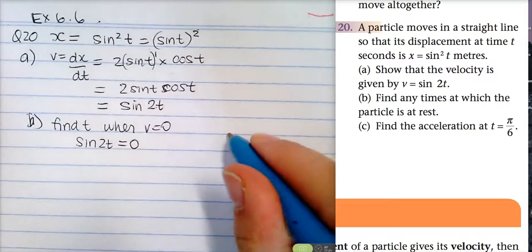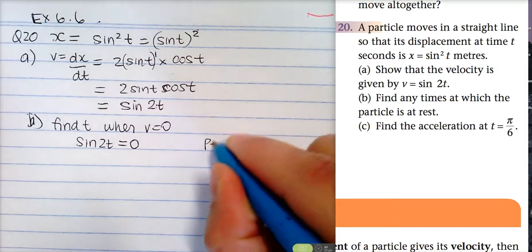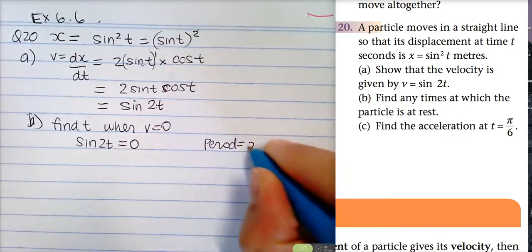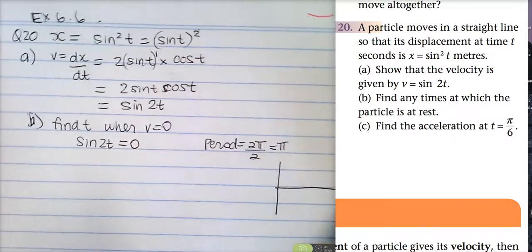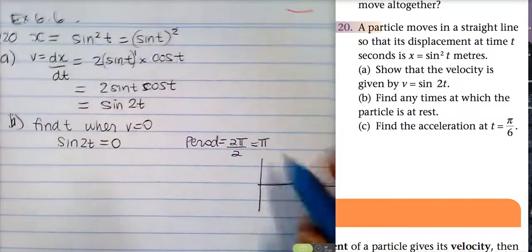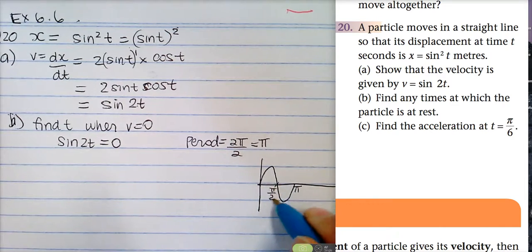Right, what does the sine 2t curve look like? I wouldn't be going acute angle is, quadrants, too hard. You sketch it. So what's the period of this function? 2 pi on 2, which is pi. So it's like a normal curve. So draw it. Except this is pi instead of 2 pi. This is pi on 2.